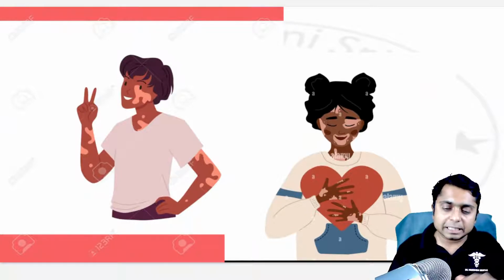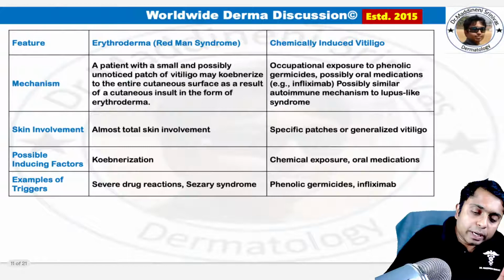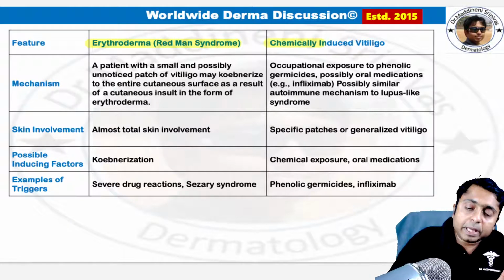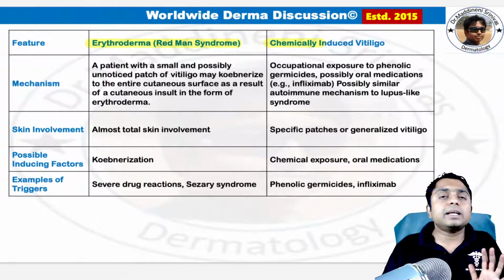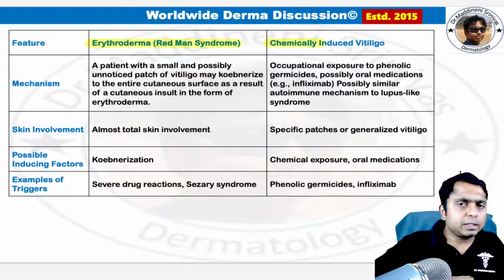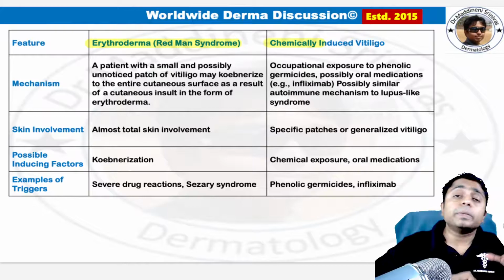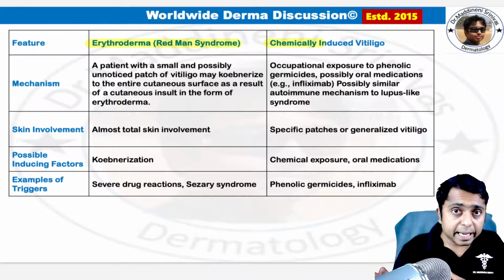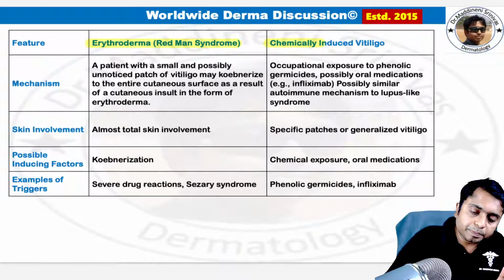Okay, so now let us look at the two conditions, erythroderma and chemicals. How are these associated with vitiligo? Please remember, whenever a patient has erythroderma, where more than 90% of the body surface area becomes red and is also associated with scaling, this is also called red man syndrome.